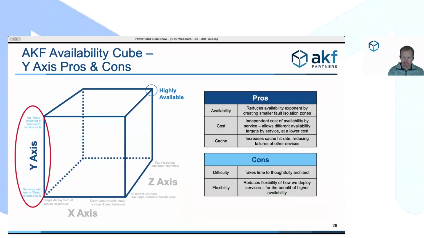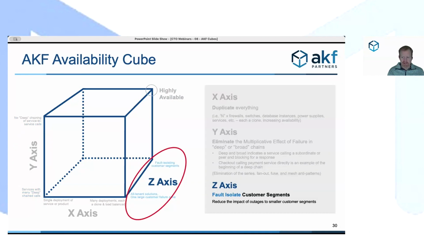So again, same availability, same benefits. You improve availability because you have a smaller fault isolation. You reduce that cascading effect of failure. Costs are the same, and you improve the cache hit ratio. Also, it's difficult to do, and it does make it a little harder how you deploy services here because you're focused on availability. All right, and then Z, we talked about before, same as before.